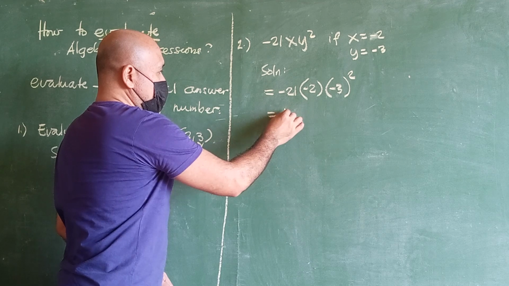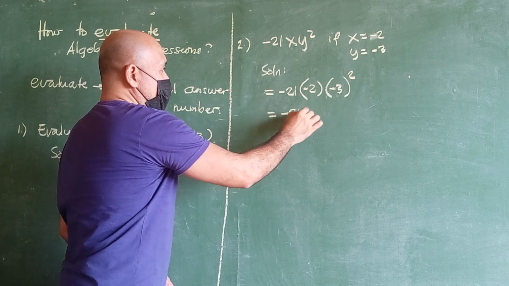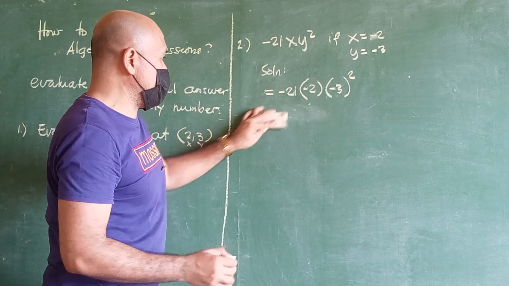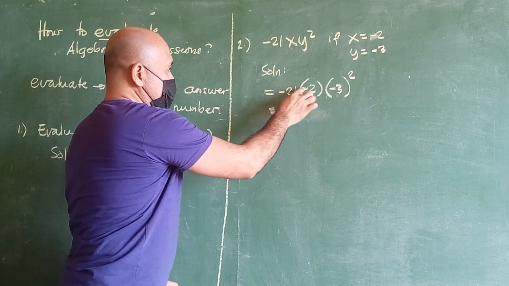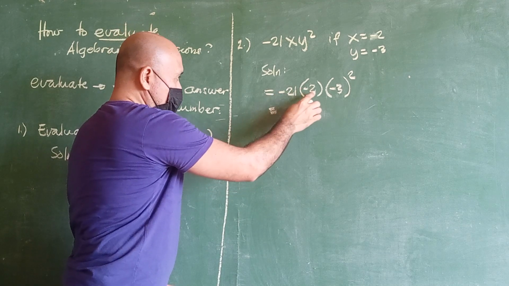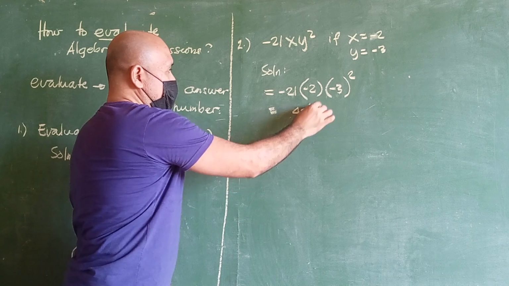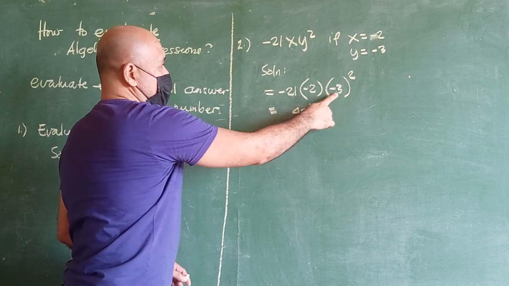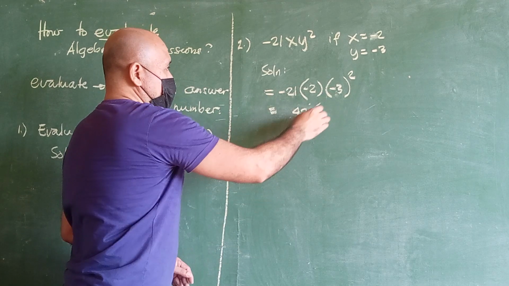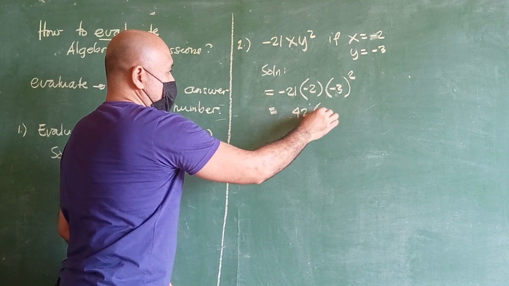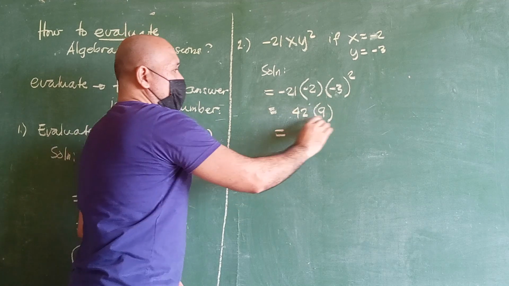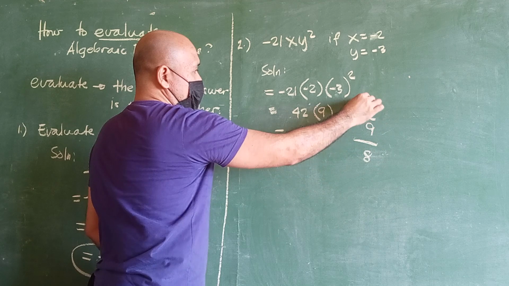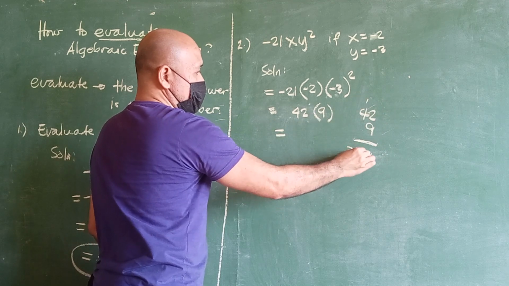For the next step, you just bring down negative 21 times, or while simplifying, you may say that negative times negative is positive, and 21 times 2 is 42. And then times negative 3 squared, that means you multiply negative 3 by itself 2 times because of the exponent. So that will become positive 9. Combined, you have 42 times 9, that will become 18, and then carry 1, 36, that is 37.